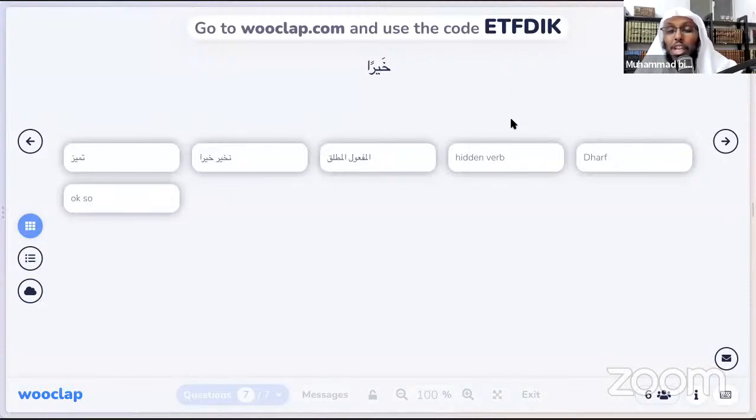Khayran, there's a hidden verb there. It could be arju khayran. Okay? Arju khayran. Okay? I hope that there's something good. Give me good news basically. Okay? Same thing with shukra. Shukra was مفعول مطلق. أشكرك شكرا. But خيرا is not مفعول مطلق. طيب.